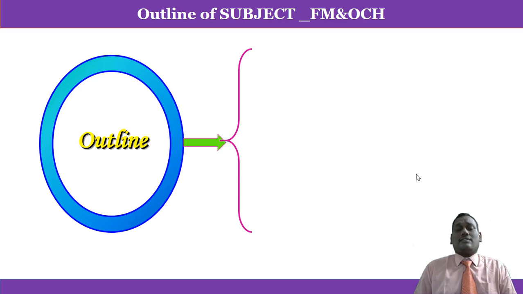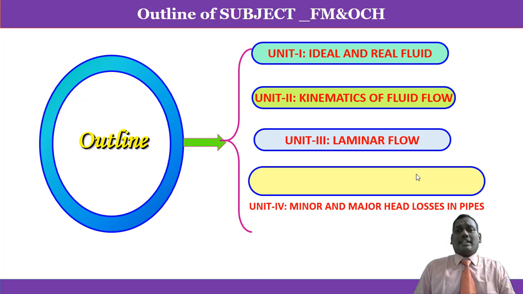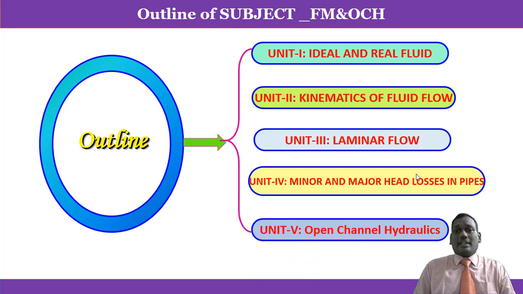Now coming to the outline of this subject, it has been divided into 5 units, where unit 1 deals with fluids and their properties, pressure measurement, buoyancy, etc. Unit 2 deals with the kinematics of fluid flow, in unit 3 laminar flow will be introduced, in unit 4 the minor and major losses in pipes will be taught, and finally the main emphasis is on open channel hydraulics.